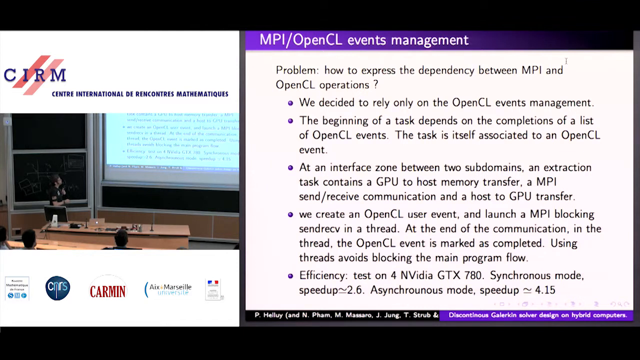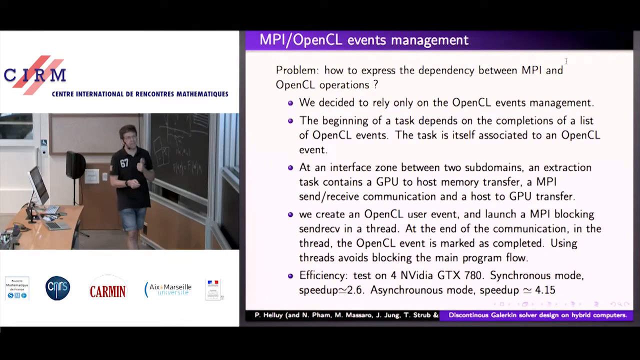And with our asynchronous task graph implementation, we were very happy 3 weeks ago because we got an optimal speedup, more than optimal speedup. And we have not understood why it is higher than 4 in this case.